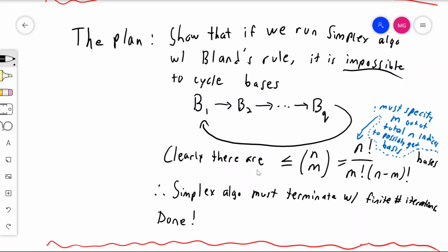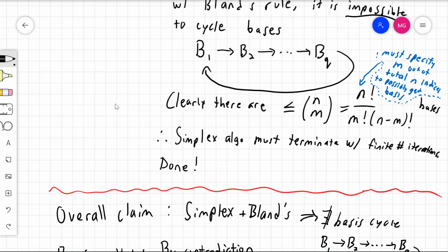I have an upper bound here, and I can only visit each basis at most once in the simplex algorithm. By visiting a basis, I mean that the current basis that you're at in the iteration of the simplex algorithm is that particular basis. That's what I mean by visiting. So you're going to visit each basis at most once. Then there's at most this many iterations. So then you have to terminate if you can't have more iterations than this. So then you'd be done, and that's why showing that there's no cycle like this implies that the algorithm has to terminate. So that's what we're going to show. We're going to show that there's no cycle of bases.